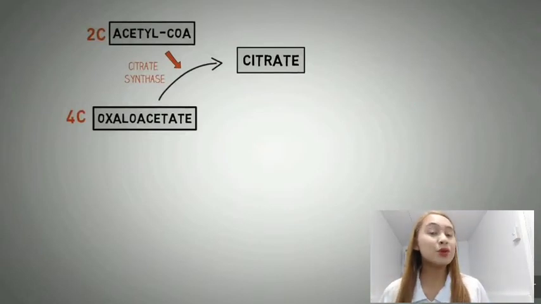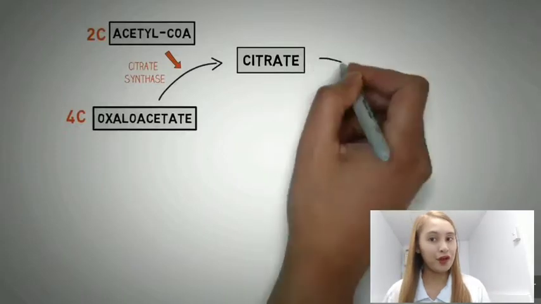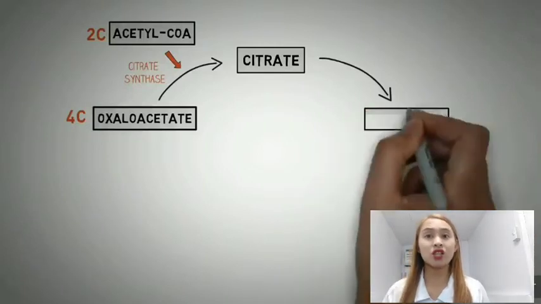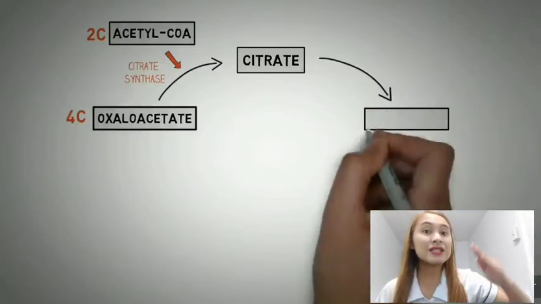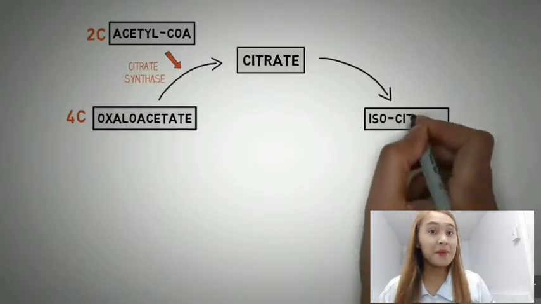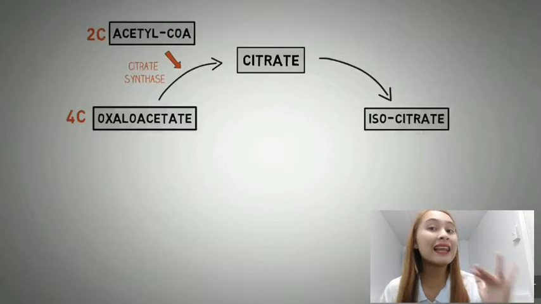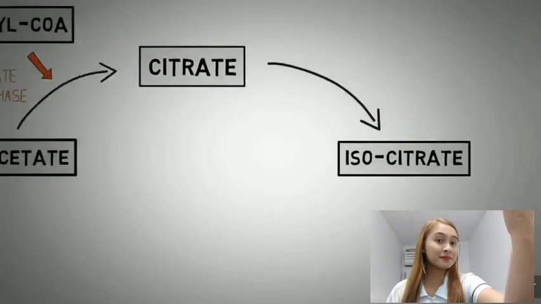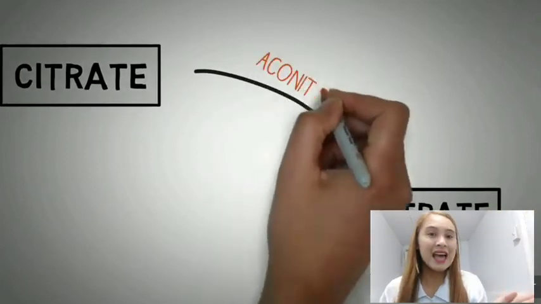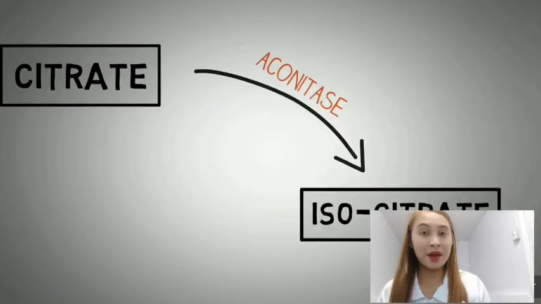Now, let's move on to the next reaction, the second step of the Krebs cycle. So in this next reaction, the citrate is converted to its isomer, which is known as the isocitrate. So this reaction is catalyzed by the enzyme called the, anyone? Yes, the aconitase is the enzyme responsible for this reaction.